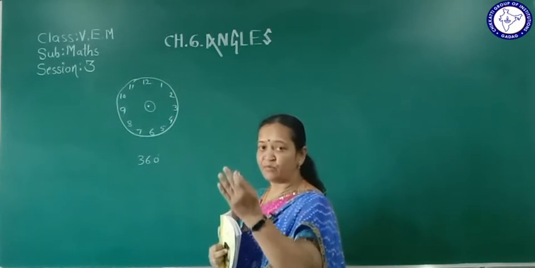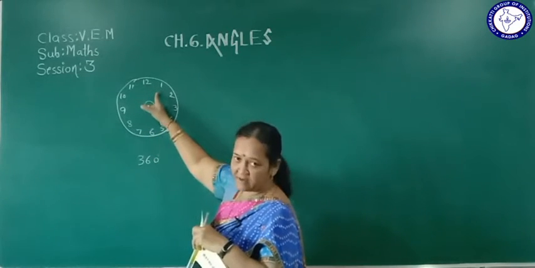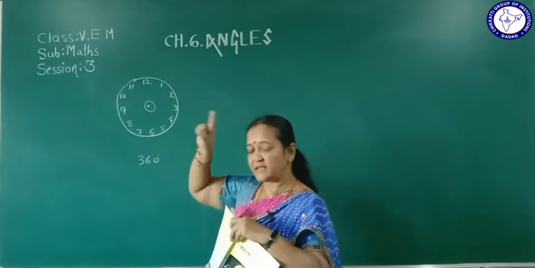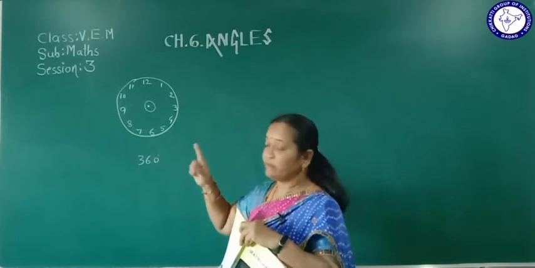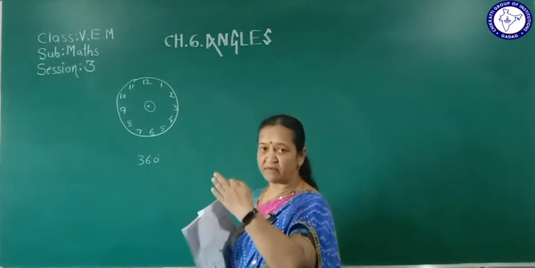hour hand moves one place, isn't it? From 12 it will go to 1, from 1 it will go to 2. When the minute hand takes one full rotation, our hour hand, the small hand, moves to the next number.